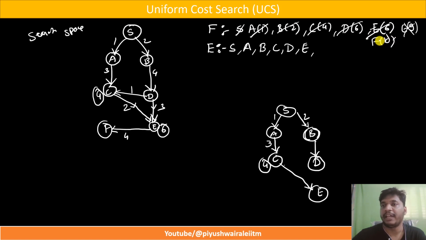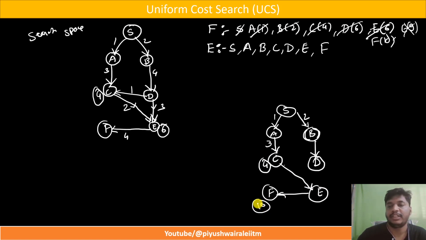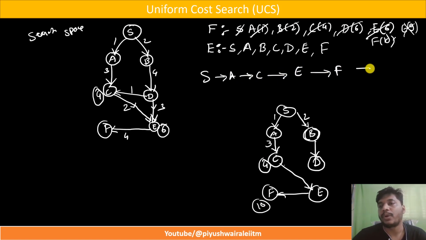So the next element will be F. I am adding F in the explored state, and we already explored the node F at a cost of 10. So this is my path: S to A to C, C to E to F. That is S to A to C, C to E and E to F at a cost of 10. This is my optimal path, right?